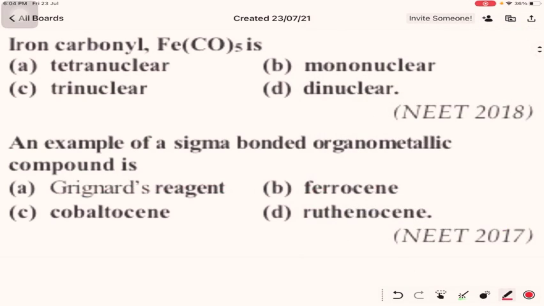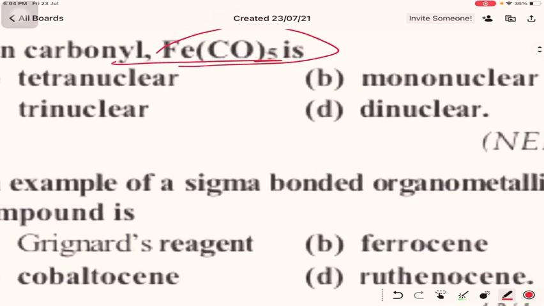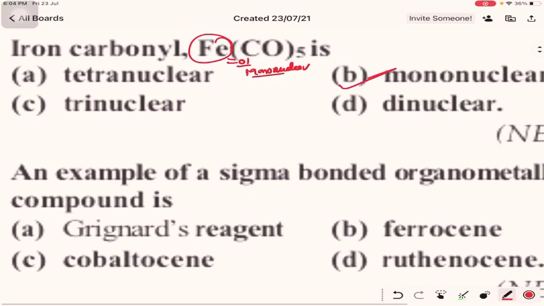Now the next question: iron carbonyl is tetranuclear, mononuclear, di or trinuclear. Nuclear means the number of metal atoms present. Here the number of metal atoms present is equal to 1, so it is mononuclear. So option number B is correct.